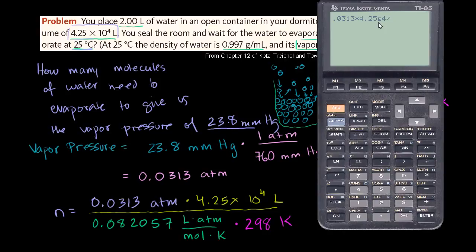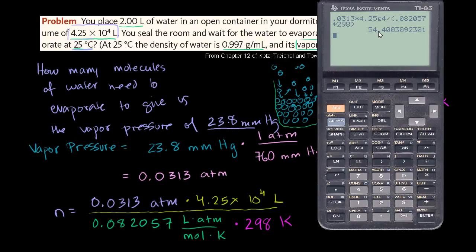And then divided by 0.082057 divided by, so actually, just to make it clear, let me show you that I'm dividing by this whole thing. So let me insert some parentheses right here. And so in the denominator, we also are multiplying by 298. And let me close the parentheses.